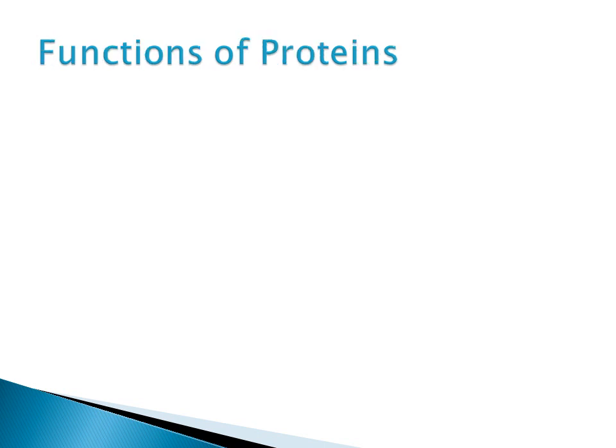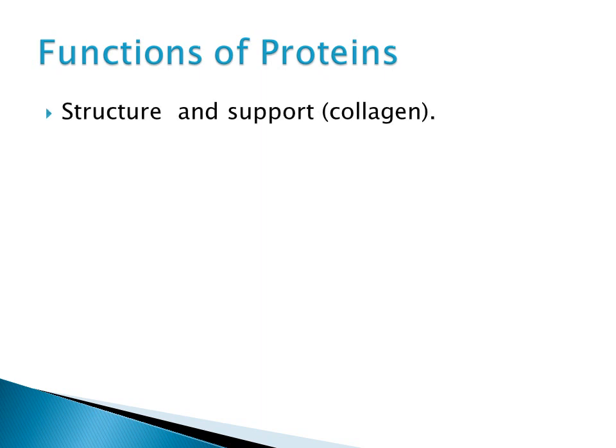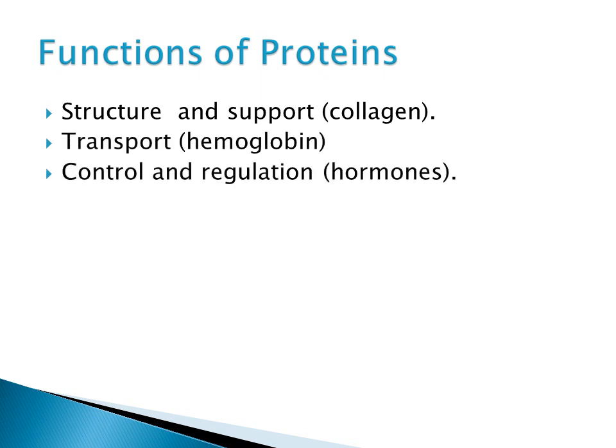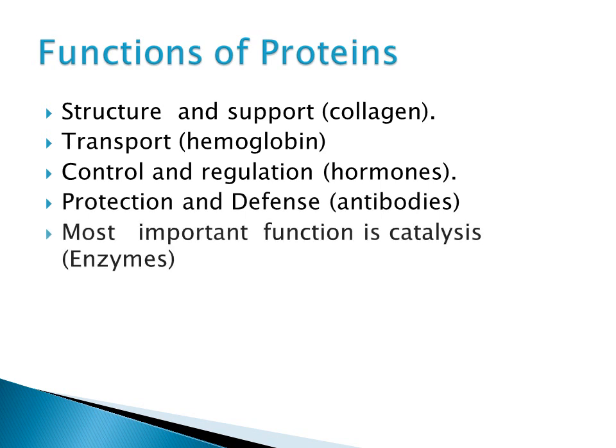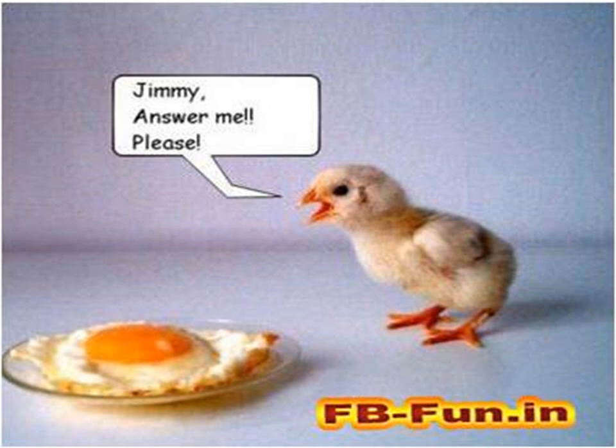Why are proteins important? Because proteins have many functions inside the body. They provide structure and support, like collagen; transport, like hemoglobin; control and regulation, like some hormones; protection and defense, for example antibodies. The most important function is catalysis. Enzymes are proteins that increase the chemical reactions inside the body. Now you can answer why an egg becomes insoluble after heating.